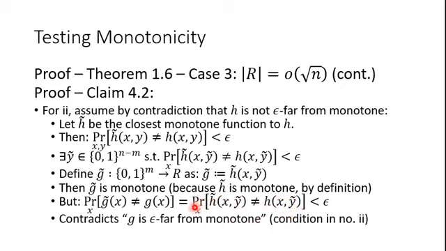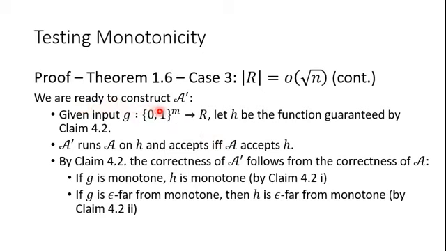and so we get this probability. So this equals this, and of course we know, again, because h tilde is the closest monotone function to h, and h is assumed to not be epsilon far from monotone, as we wrote here, we know that this has to be less than epsilon. But this being less than epsilon contradicts g being epsilon far from monotone, because we know that g is epsilon far from monotone.